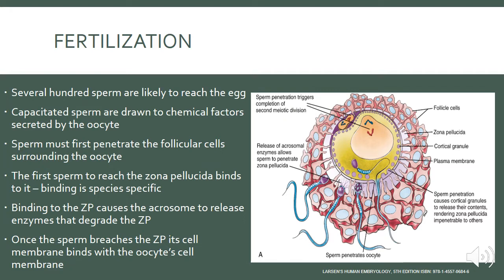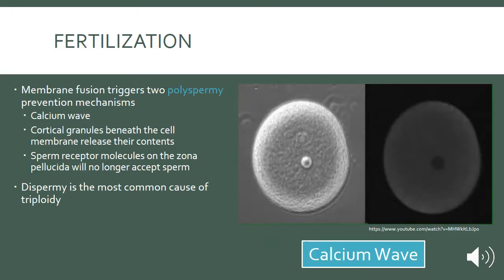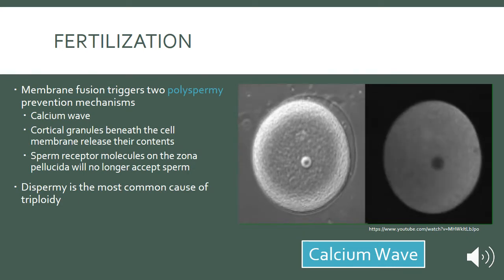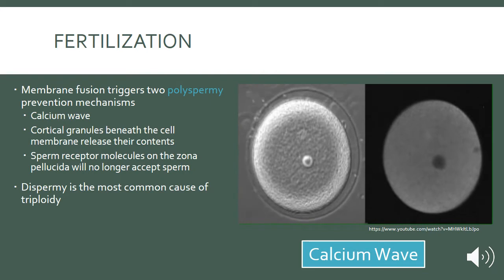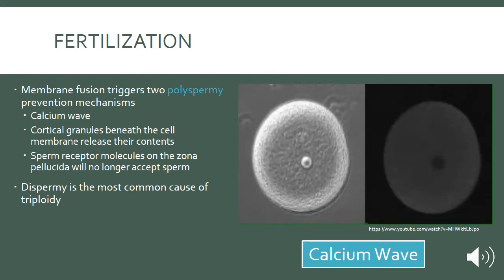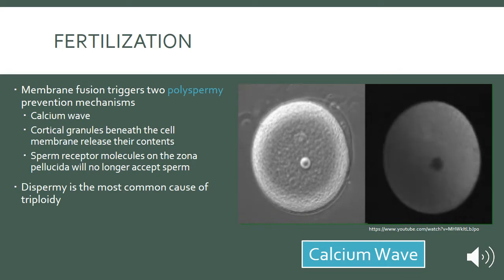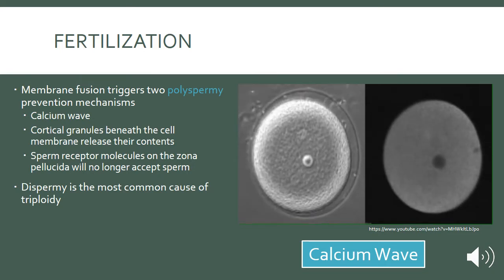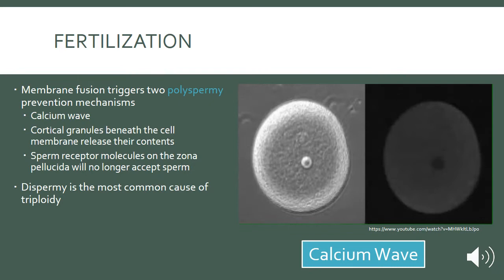Once the sperm is through the zona pellucida, the sperm cell membrane and the oocyte cell membrane will fuse. Now, that fusion of the two cell membranes triggers a response designed to prevent polyspermy, two sperm fertilizing one egg. So what you're seeing in the video here, on the right-hand side, is a wave of calcium that sort of rushes across the oocyte.